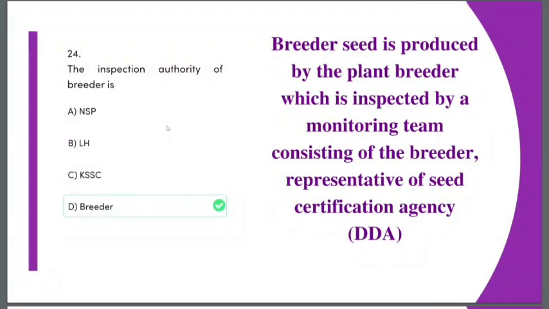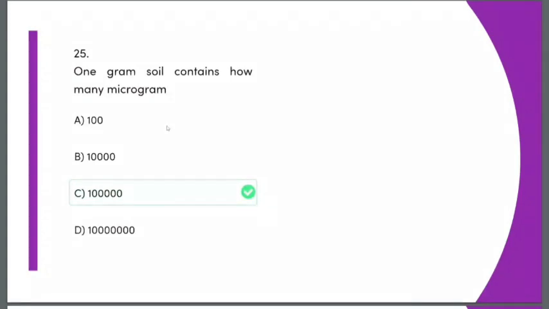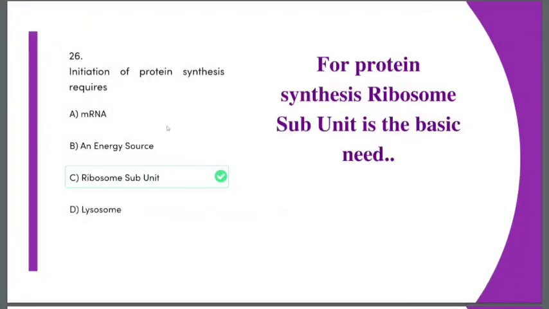Actually, the question is saying the inspection authority for breeder seed production is. So breeder is the correct answer. Breeder seed is produced by the plant breeder and it's inspected by a monitoring team that consists of breeders, representatives of seed certification agency, etc. 25th question is: 1 gram soil contains how many microorganisms? Answer is 1 lakh.